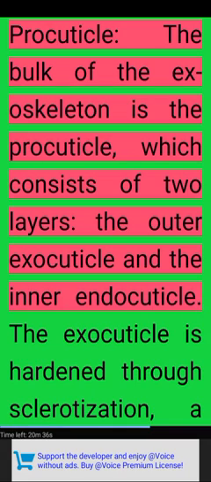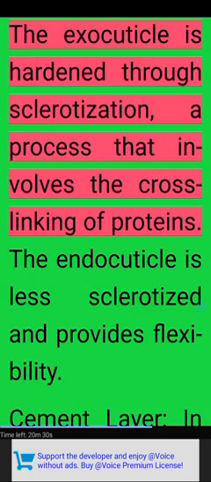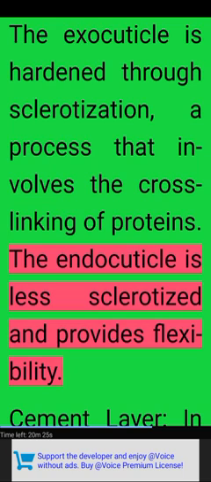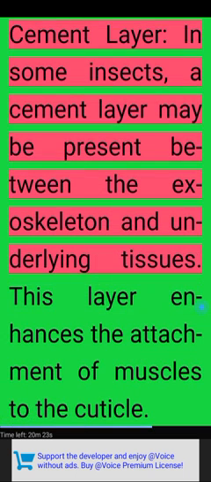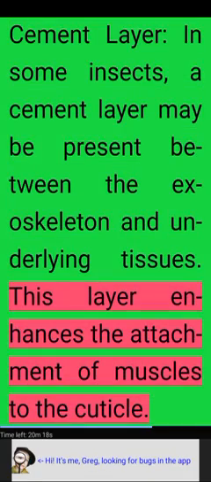Procuticle. The bulk of the exoskeleton is the procuticle, which consists of two layers, the outer exocuticle and the inner endocuticle. The exocuticle is hardened through sclerotization, a process that involves the cross-linking of proteins. The endocuticle is less sclerotized and provides flexibility. Cement layer. In some insects, a cement layer may be present between the exoskeleton and underlying tissues. This layer enhances the attachment of muscles to the cuticle.